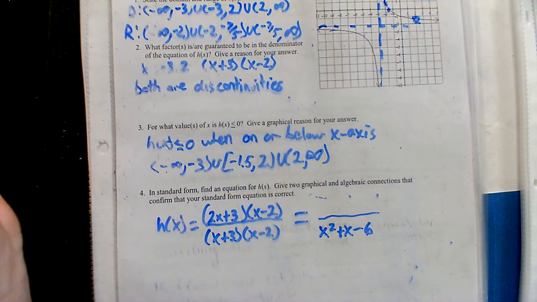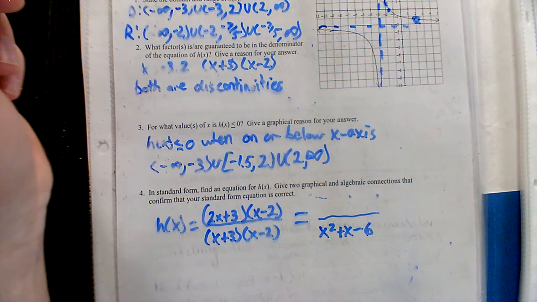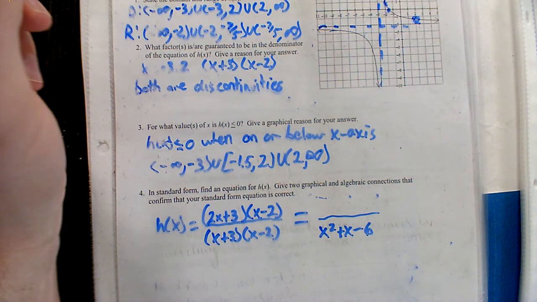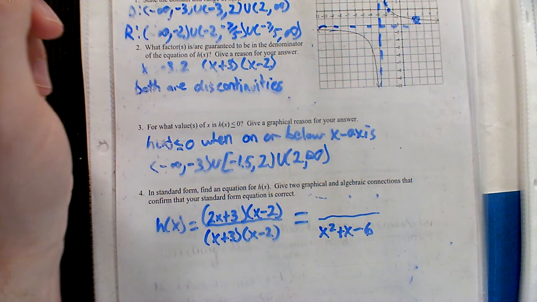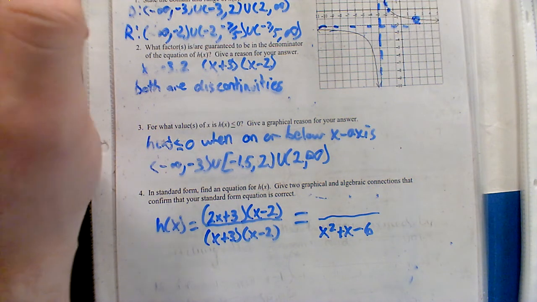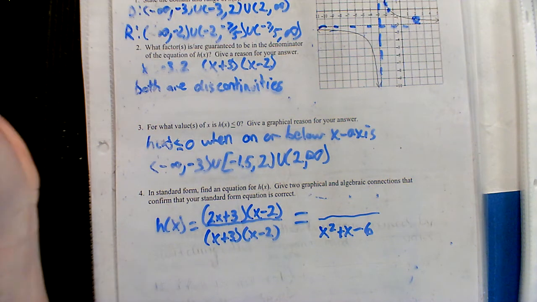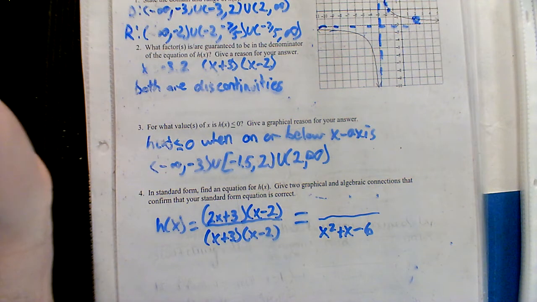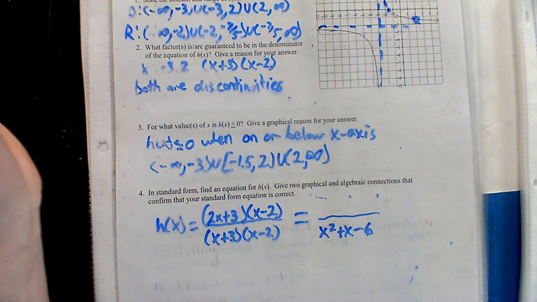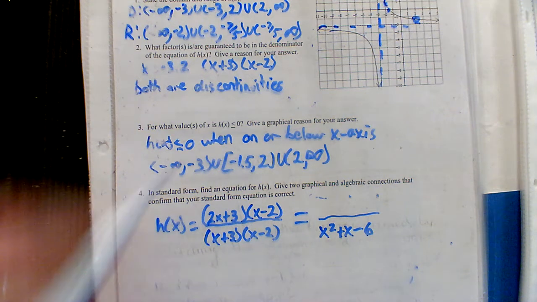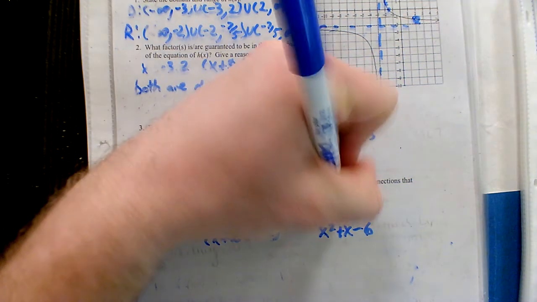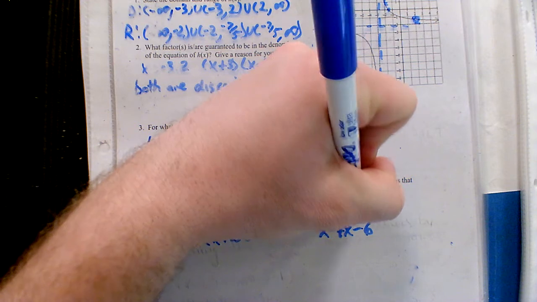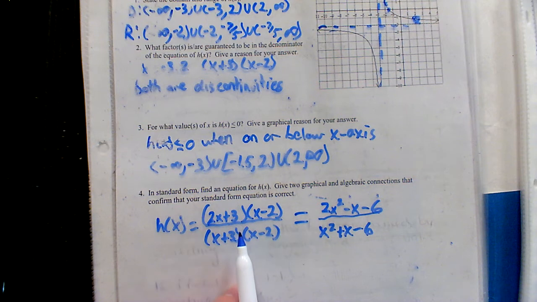On the bottom, I got x squared plus x minus 6. What did you get on the top? Anybody? Multiply out the top? Go ahead, Marie. Would it be 2x squared minus x minus 6? Okay, so this is multiplied out what we have here. Let's check our answer now.